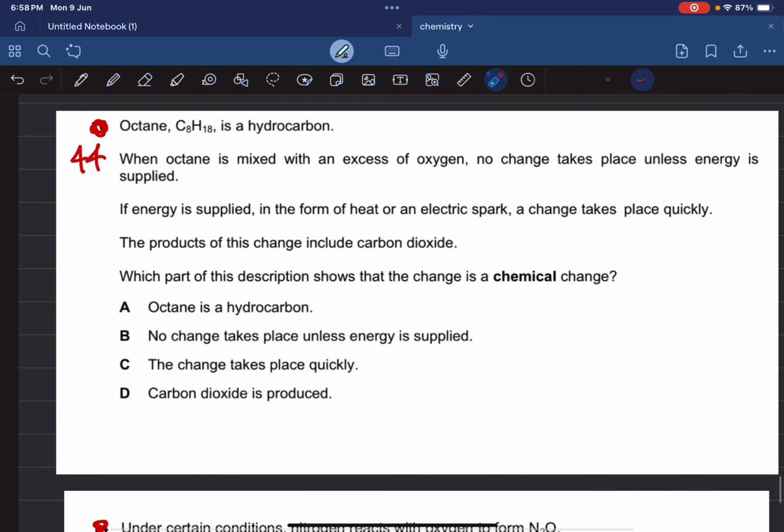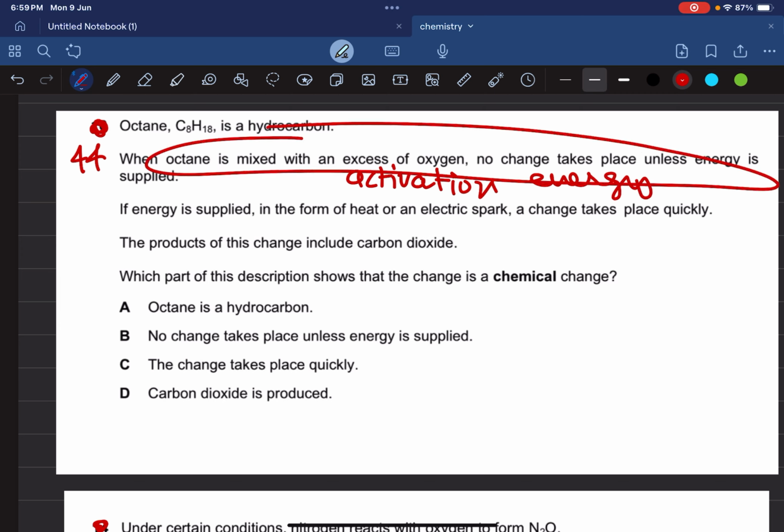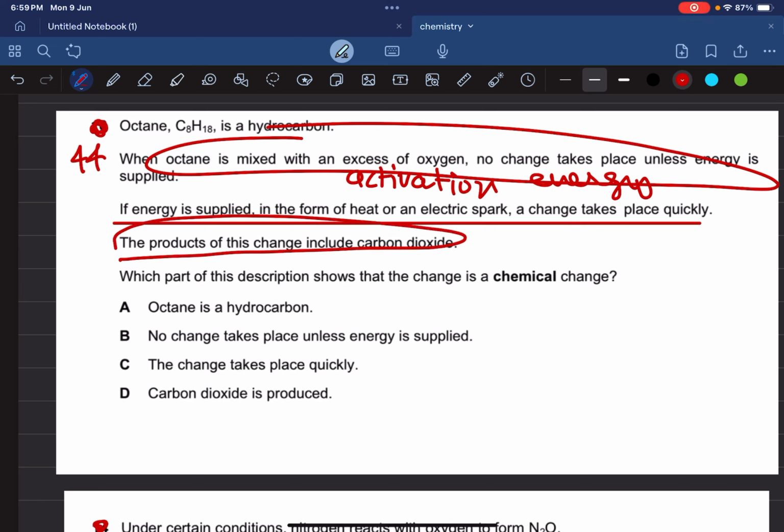Octane is a hydrocarbon. When octane is mixed with an excess of oxygen, no change takes place unless energy is supplied. What do you guys think? What kind of reaction is this? You need energy. Why do you need energy? To provide the activation energy. That's why no reaction takes place unless you provide it with the activation energy, because activation energy is the minimum amount of energy that the reactant particles must have in order to react. If the energy is supplied in the form of heat or an electric spark, a change takes place. The products of this change include carbon dioxide. We know carbon dioxide and water are going to form and octane is going to combust.